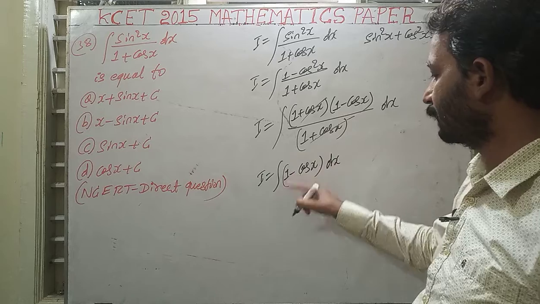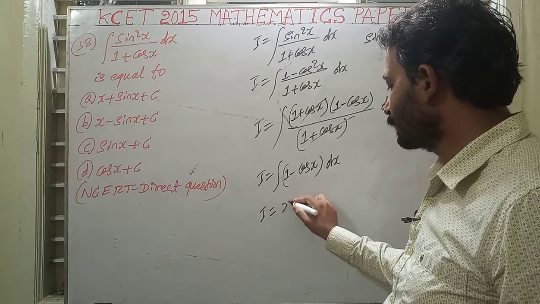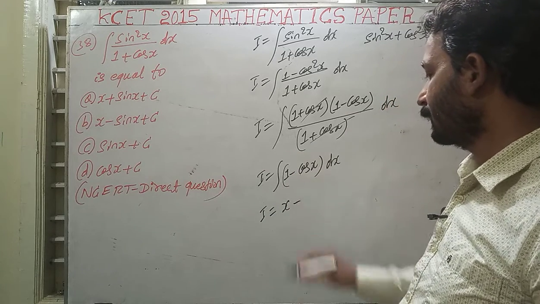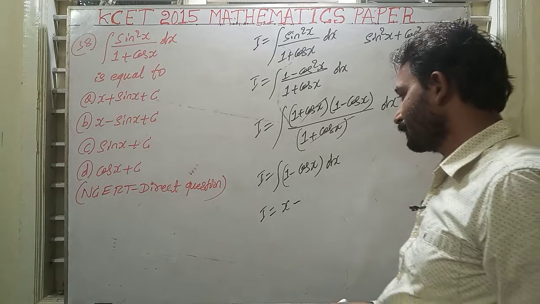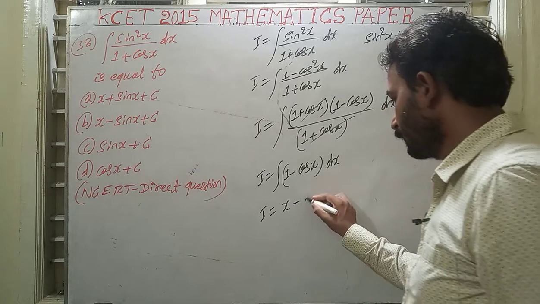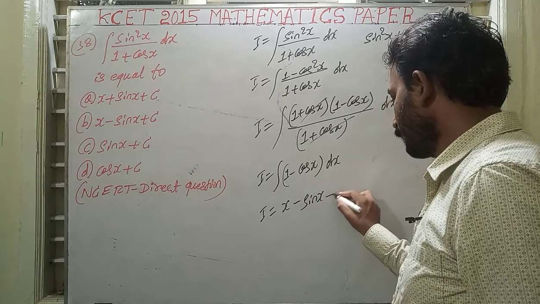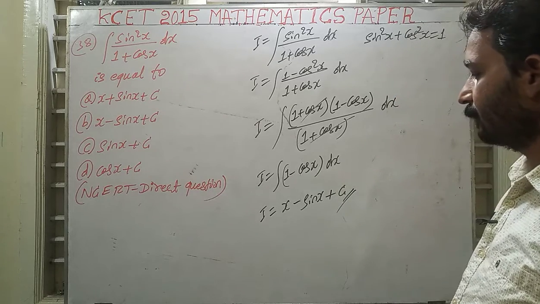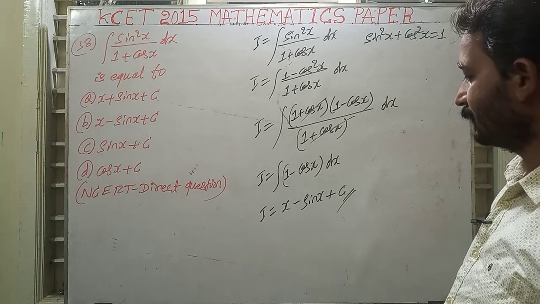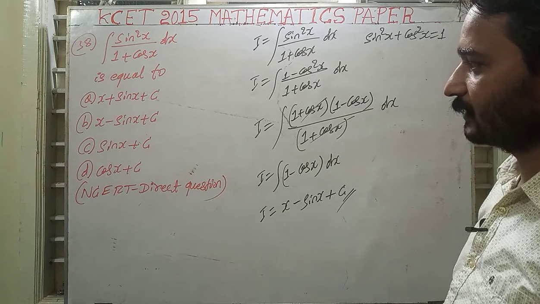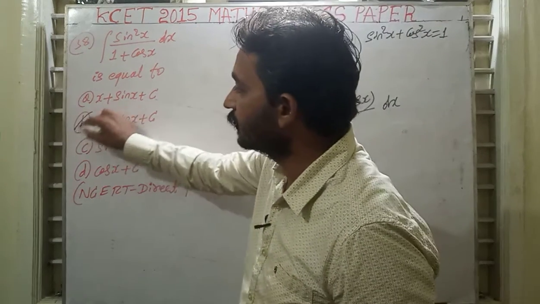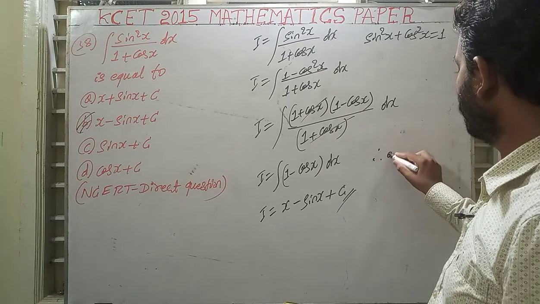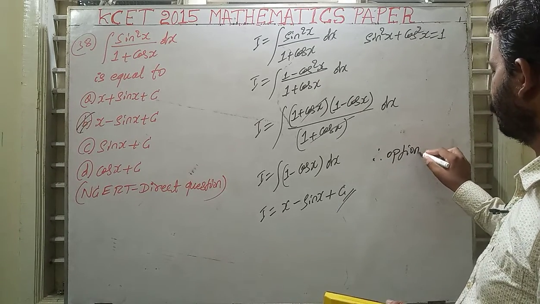So now integrate: I is equal to x minus sin x. In this case, the differentiation of sin x is cos x, hence the integration of cos x is sin x, plus the integral constant because it is an indefinite integral. So which option matches the answer? x minus sin x plus c. Option B is the good answer. Therefore, option B is correct.